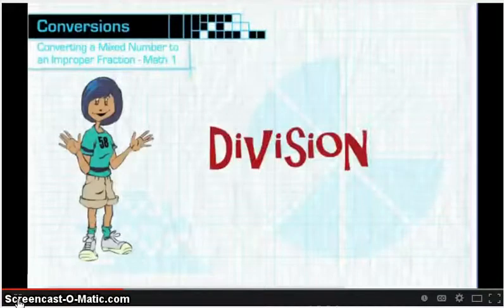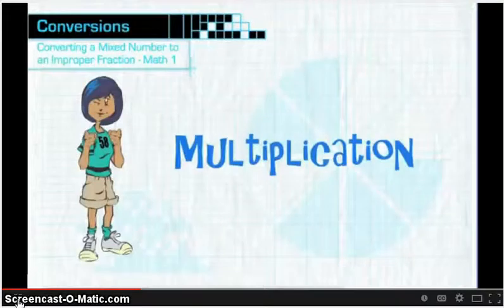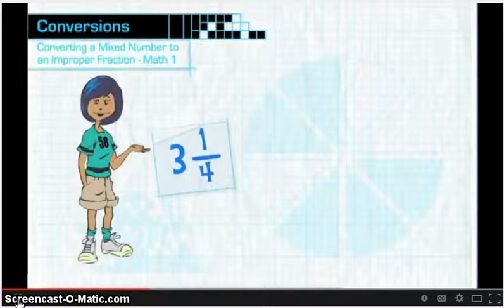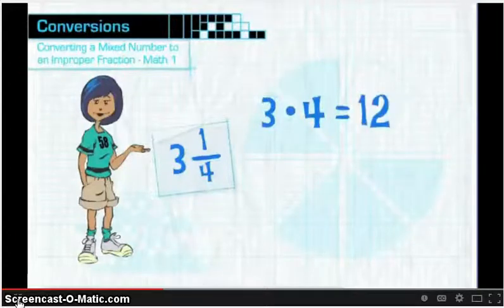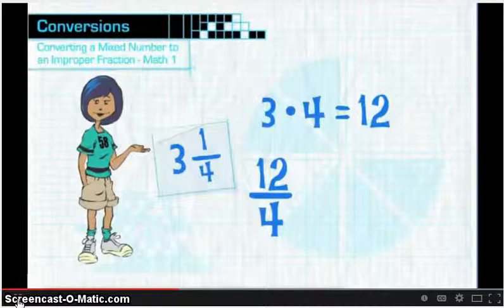We used division to convert an improper fraction to a mixed number, remember? What do you think we used to convert a mixed number to an improper fraction? Just the opposite, multiplication. Let me walk you through this using the mixed number 3 1/4. First, we multiply the whole number 3 by the fraction's denominator to find out how many fourths there are in the whole number 3. 3 times 4 equals 12. The resulting product 12 becomes the new numerator of the improper fraction. The original denominator 4 of the mixed number stays the same, remember? The denominator always stays the same.